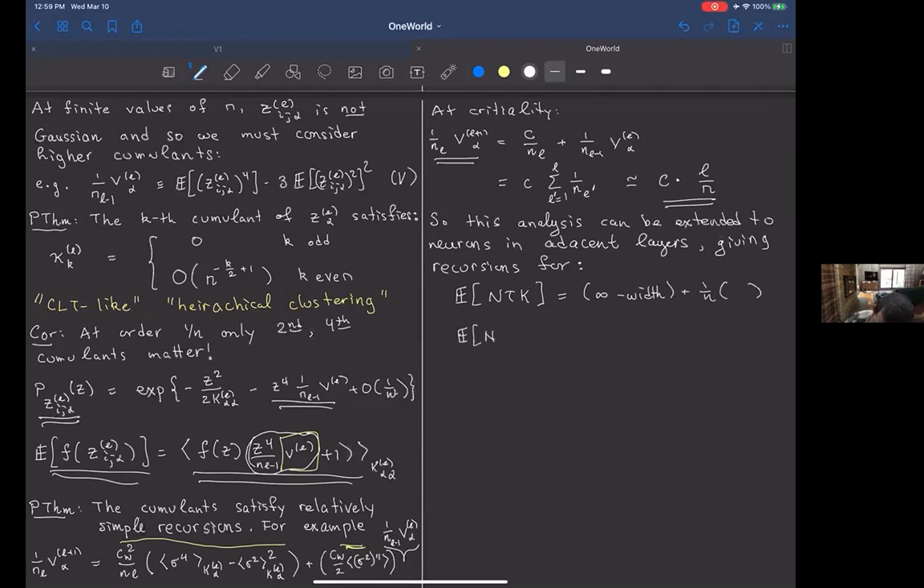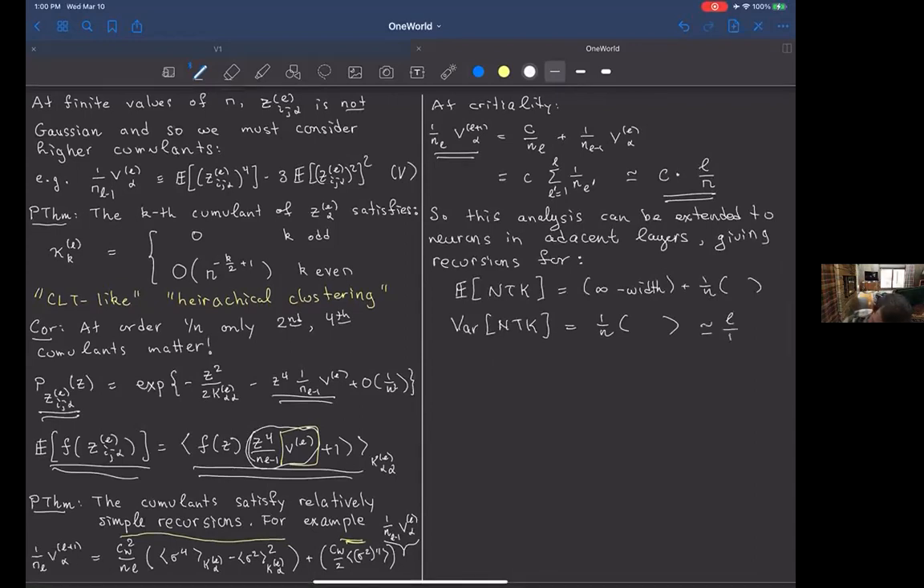Similarly, we get the expectation of the NTK squared. Or let me put it slightly differently so that it's more clear: the variance of the NTK. Previously, in the infinite width limit, the variance of the NTK goes to 0 at initialization, but we actually get a 1 over N times some stuff recursion. So we can actually solve it, and we find that it grows like L over N. And we can get things like the expectation of the time change of the NTK at initialization. This also grows like the size of the NTK times L over N, it turns out.